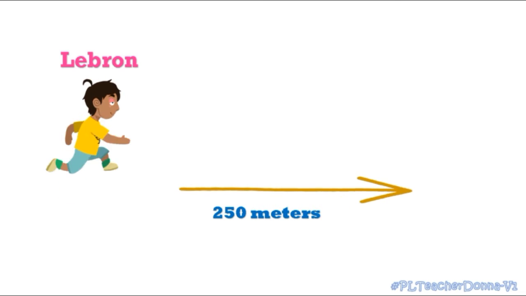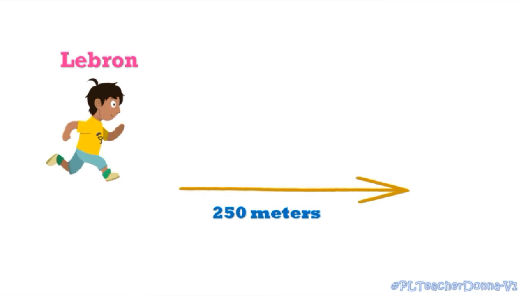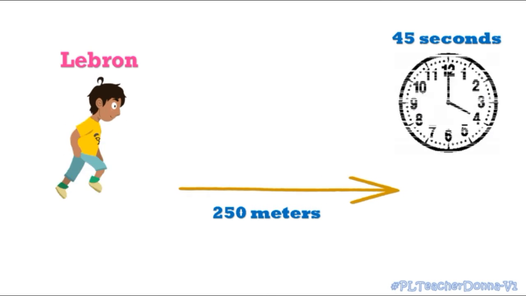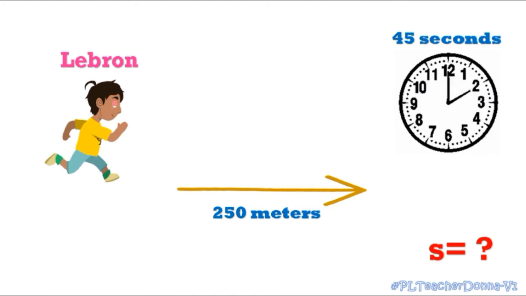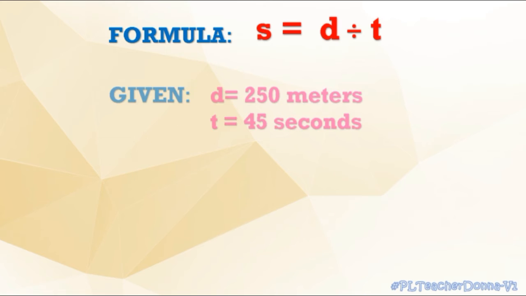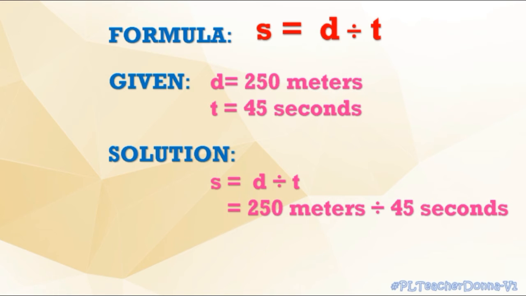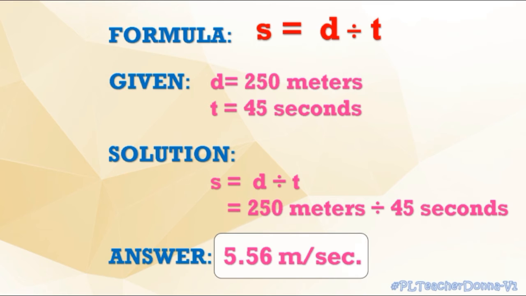For example, LeBron runs along a 250-meter distance in 45 seconds. What is LeBron's speed? Since we are looking for speed, we will use the formula s is equal to d divided by t. Here are the given. We substitute, that's 250 meters divided by 45 seconds. The answer is 5.56 meters per second.